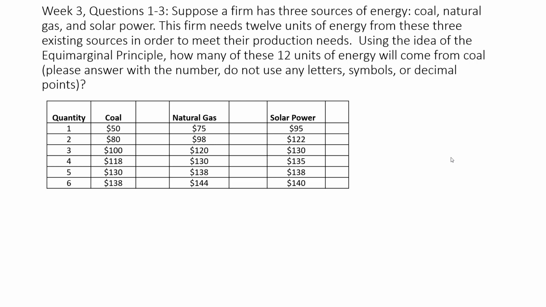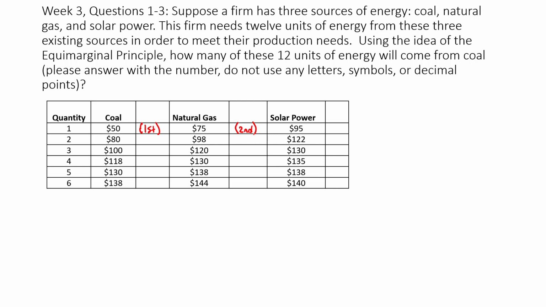So let's go through and see if we can answer these questions, right? So again, you always want to take it from the cheapest source first. So your very first unit, do you want it from coal, natural gas, or solar power? Well, coal is the cheapest. So again, the first source is going to come from that. Now for your second source, you can choose from the second unit of coal, which is $80, the first unit of natural gas, which is $75, or the first unit of solar power, which is $95, natural gas being the cheapest of that group, right? So again, that would be where your second source comes from.